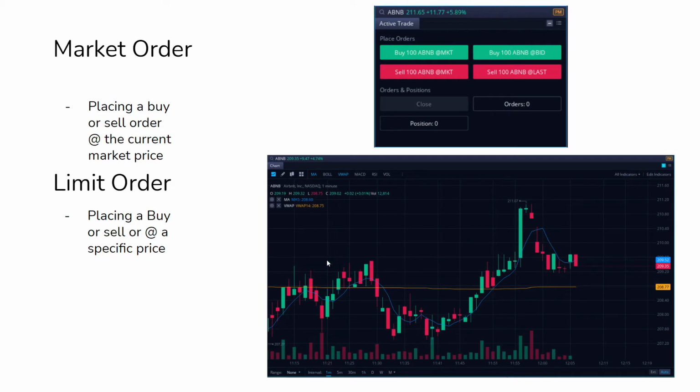So let's say I'm already in Airbnb and I want to get out, but I want to see it go up before I get out, and I have a certain price target for it. My price target's at this number right here, 211.20 per share, so I'm going to place my order at 211.20. If it gets up to that amount and hits that 211.20 level, even if it surpasses it, it's going to take my position out at 211.20.